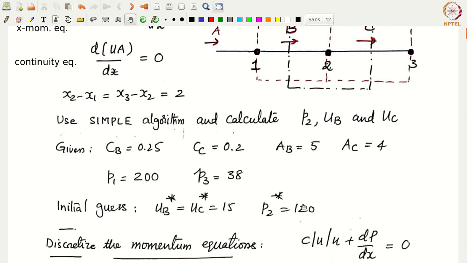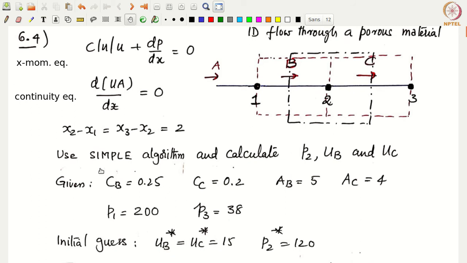So essentially this is given, and then you are asked to use the SIMPLE algorithm and calculate the final pressure P2 and the velocities U_B and U_C. The grid values, that is the delta x between 2 and 1, equals 2, and delta x for the 2, 3 cell is also equal to 2. So basically this is a uniform mesh.